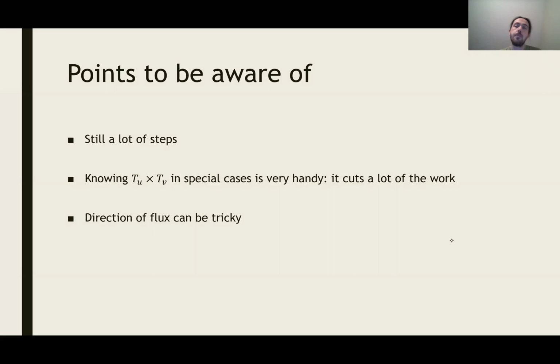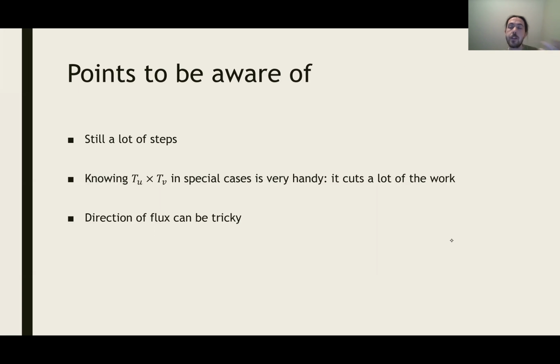So some general points to be aware of with respect to calculating flux is that it's still a lot of steps. It's still calculating a parameterization, still calculating a bunch of things. And because of that, it's still very handy to have special cases where we have short methods for calculating this normal vector, because it'll cut like 3 steps out of the work for us rather than having to calculate a couple of partial derivatives and then their cross product.